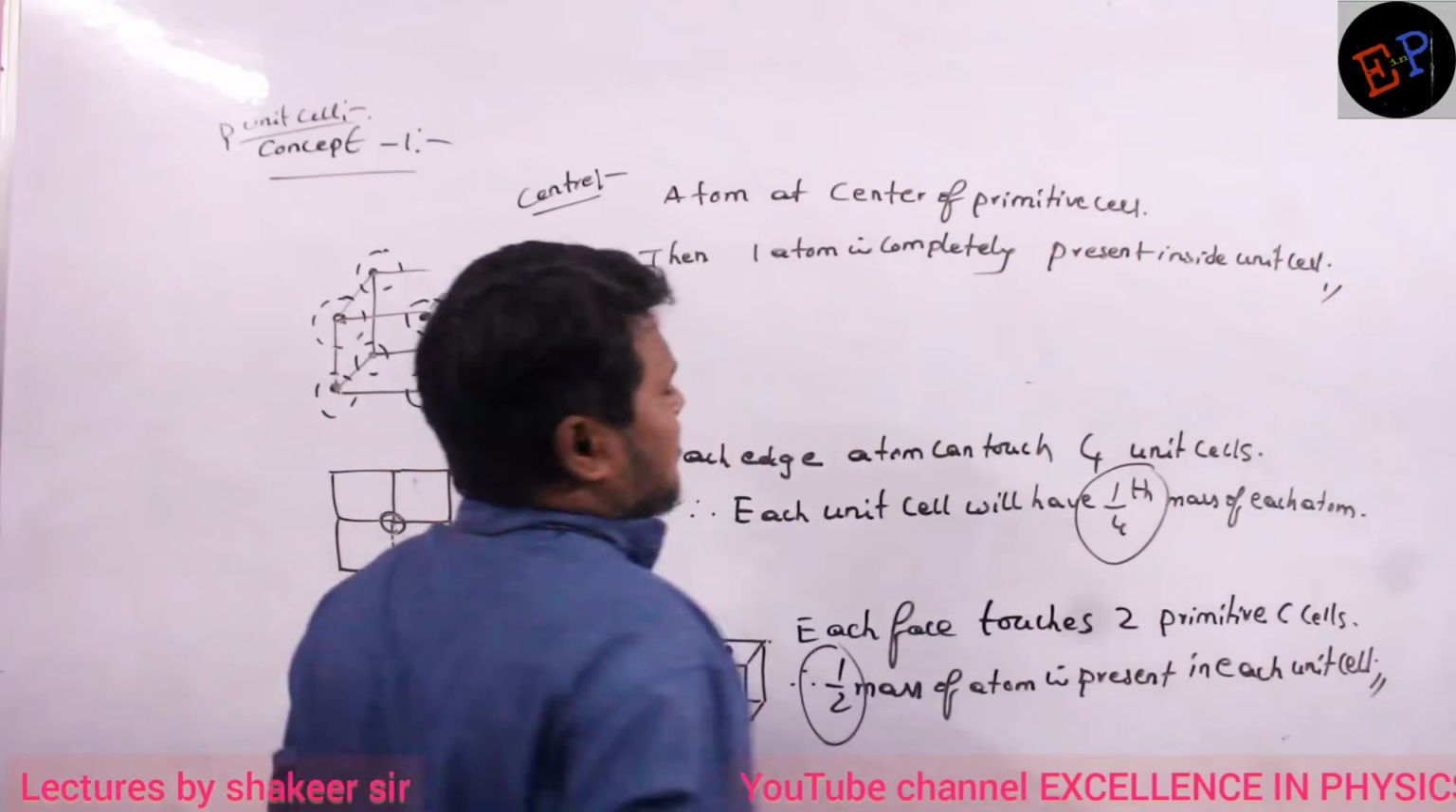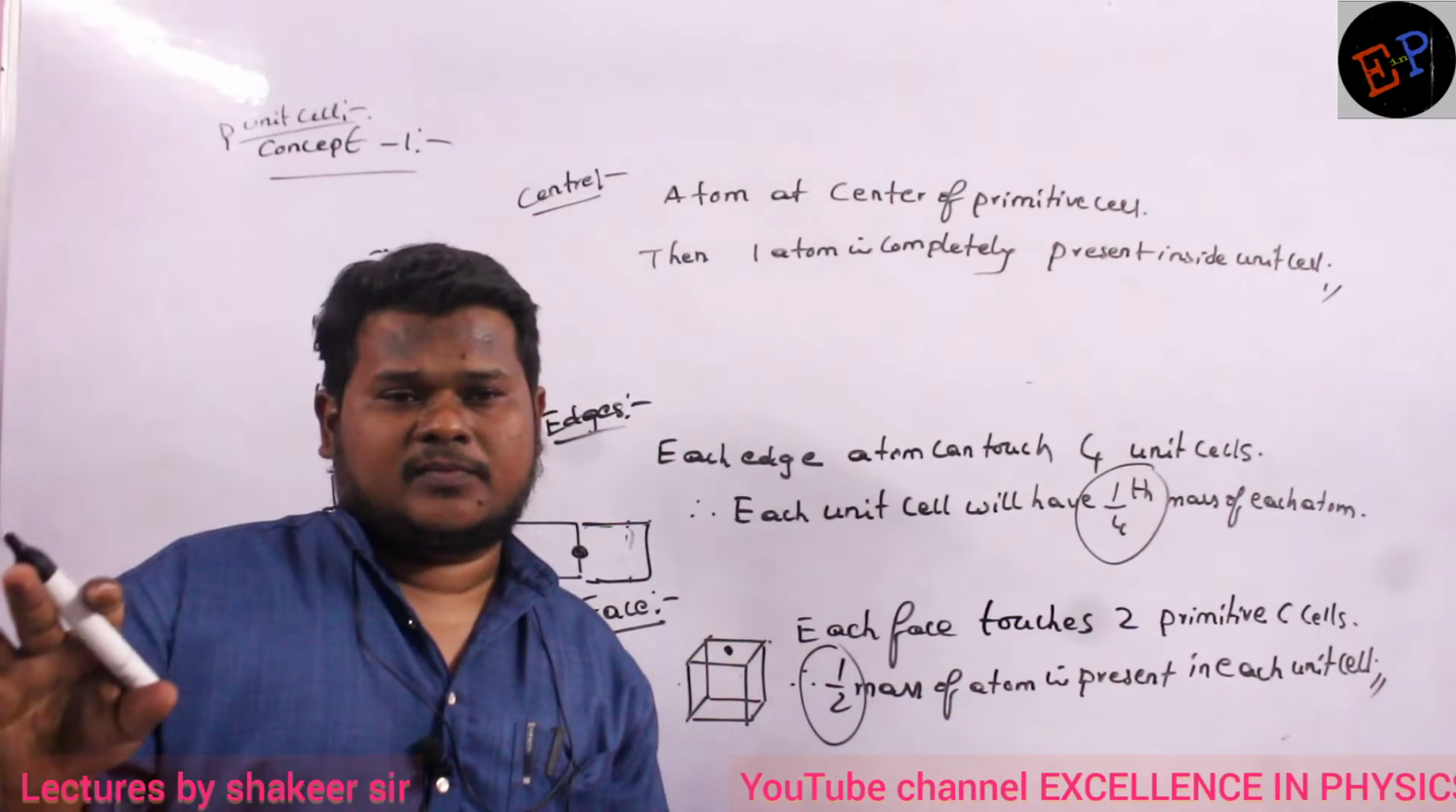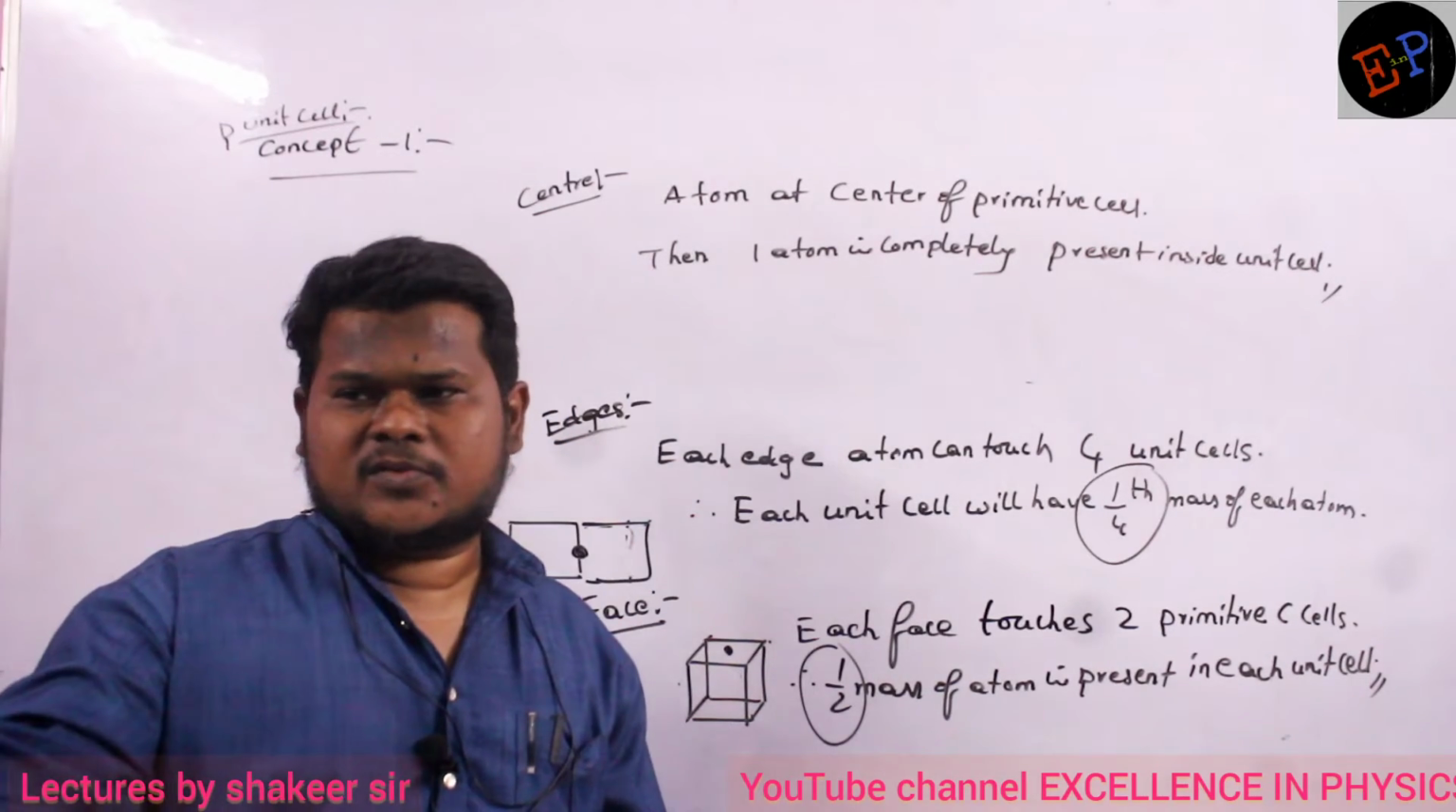Are you able to understand, ma? Now where is the atom? The atom is present exactly at the middle of the cell. Then that one will touch only one primitive cell.